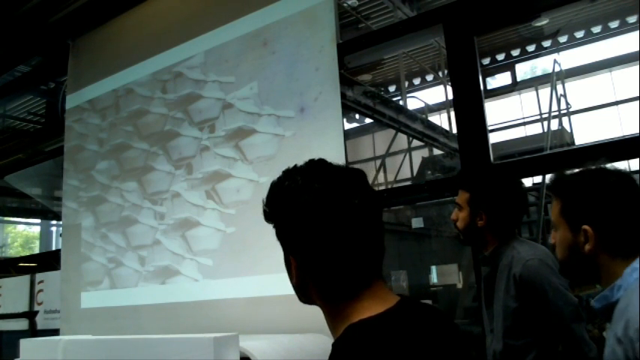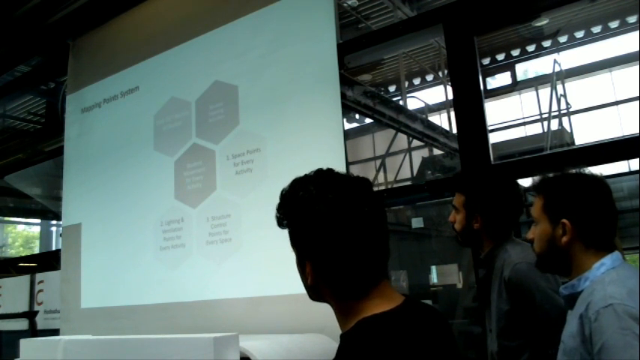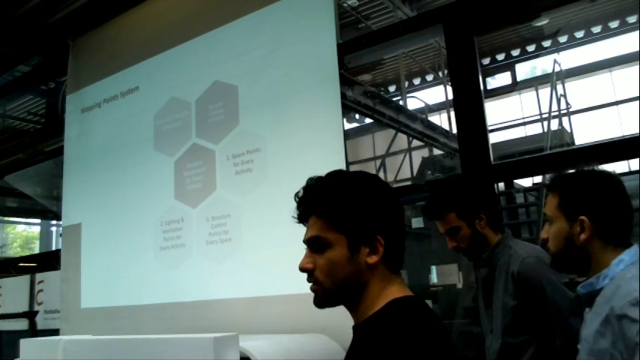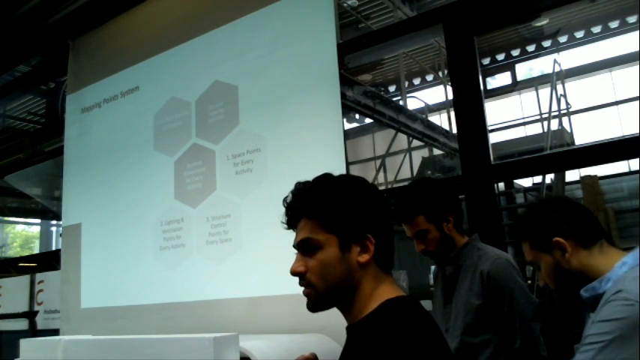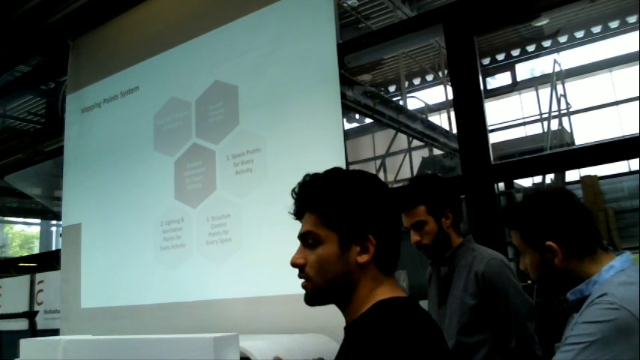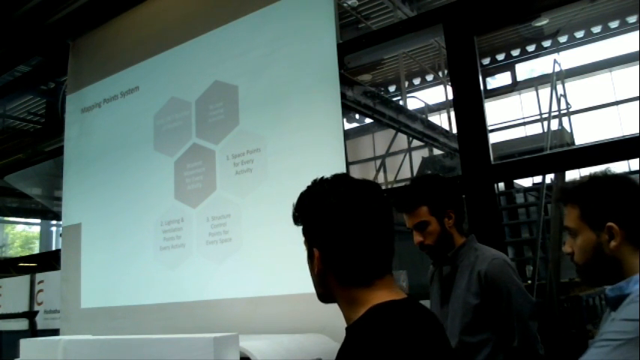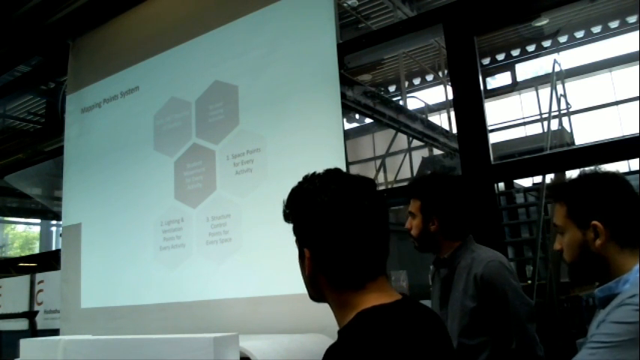For the macro scale, we started to define three main different things: the space that the student wants, the lighting and ventilation that he wants, and the structure for his space.